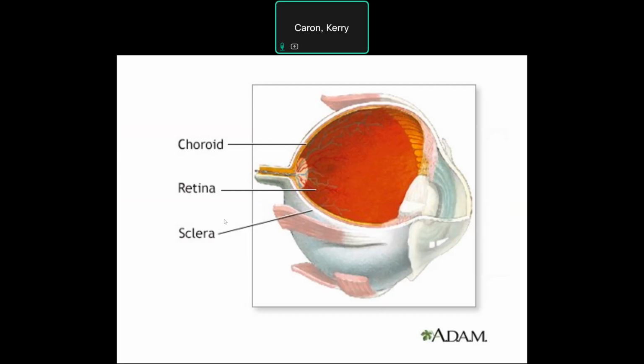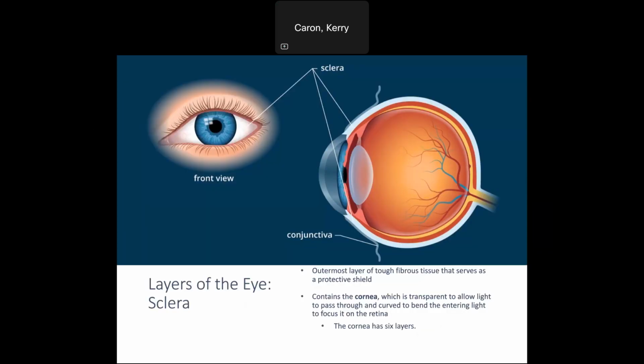So here's the sclera, the white part. Then you have the choroid, and you have the retina. Here's another one of the labels of the eye. So the sclera is the white part of the eye. The conjunctiva is the clear part protecting the exposed part of the eye.